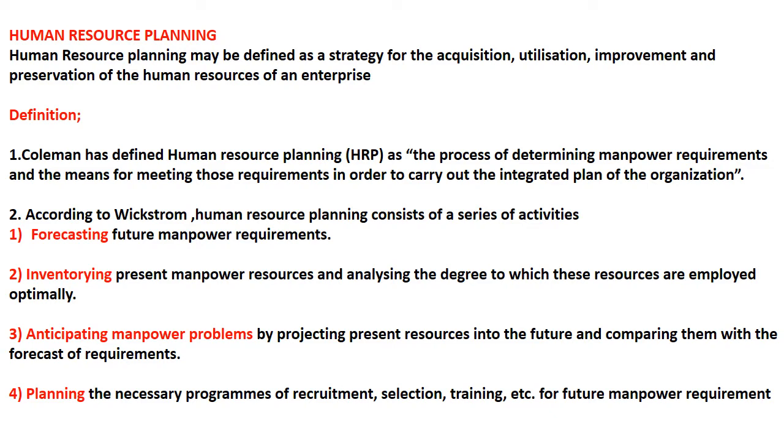Among the 100 employees currently present, there is a probability that some may lose interest and quit the organization, so there is some probability of losing employees. All these things have to be anticipated, and only then do they forecast the manpower requirement. Then planning. Once the manpower problems are anticipated, they have to go for planning, that is the necessary programs for recruitment, selection, training, etc. for the future manpower requirement. So forecasting, inventorying, anticipating manpower problems, and then planning. These are the four series of activities included in HRP according to Wickstrom.